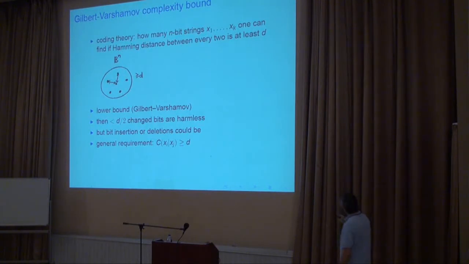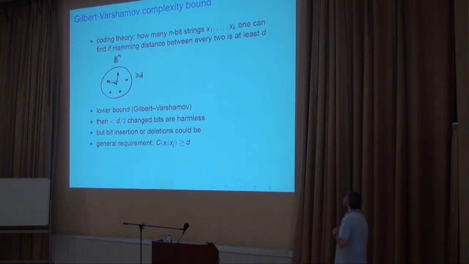Imagine we want that one code word cannot be obtained by a simple transformation of another one. So we cannot get a code word xi by just applying a short program, a program of size less than d, to some other code word xj. For example, deleting one bit is a relatively short, simple program. It's just log n bits. So deletion and changing a bit are all special cases of this general requirement, that the strings should be independent, not easily obtained one from another.